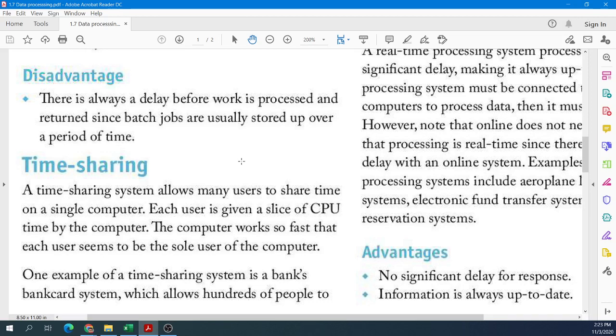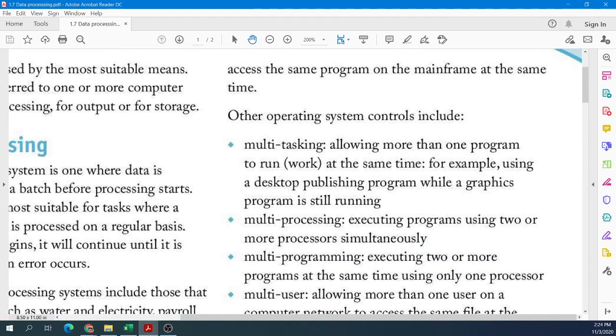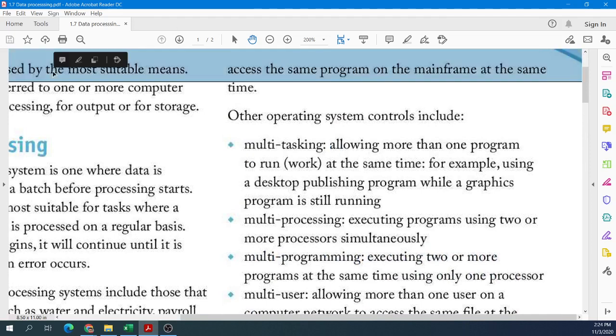Time sharing. A time sharing system allows many users to share time on a single computer. Each user is given a slice of CPU time by the computer. The computer works so fast that each user seems to be the sole user of the computer. One example of a time sharing system is a bank's bank card system, which allows hundreds of people to access the same program on the mainframe at the same time.